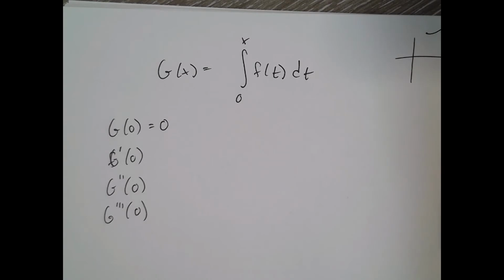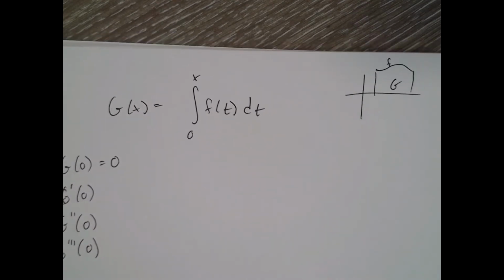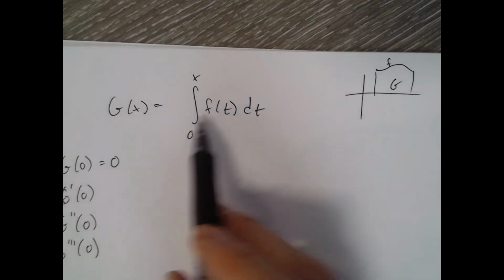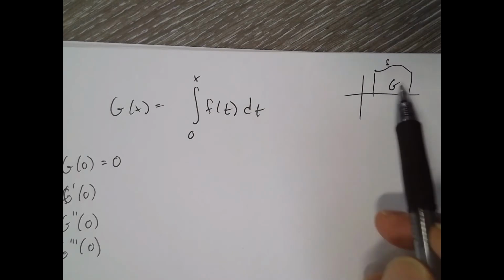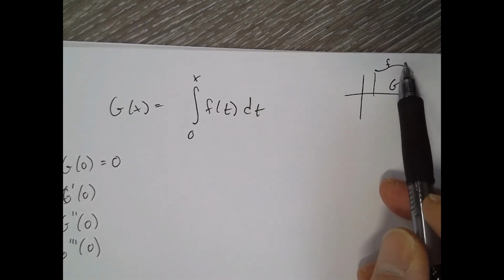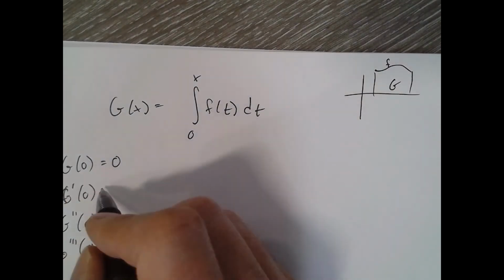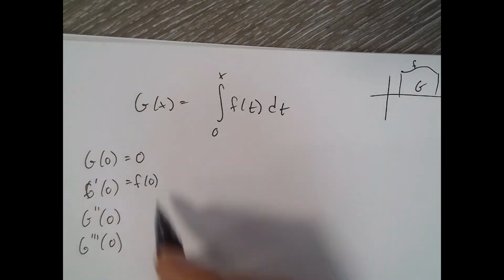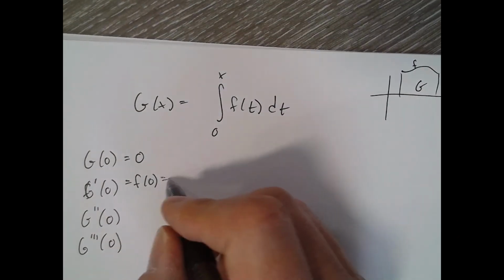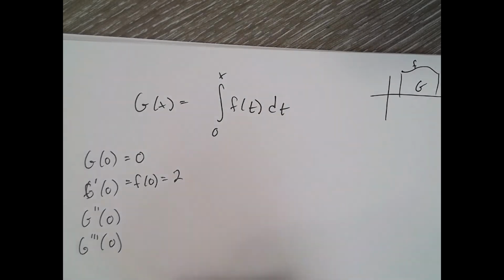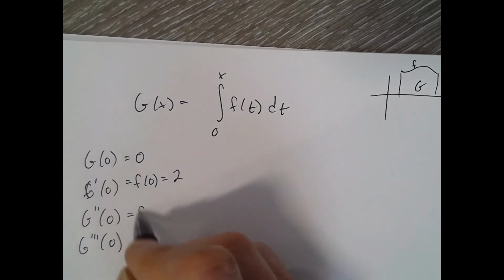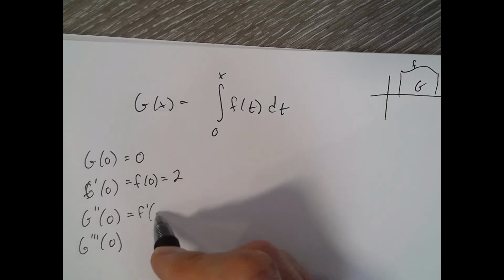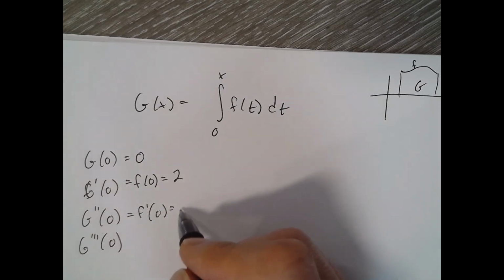So if this is g, this is f. G represents the area underneath the curve of f, because g is the integral of f. So if I find the derivative of g, I'm actually just finding f. So g prime of 0 is f of 0, which we already know from the previous part, and part A is 2. G double prime is f prime of 0, which we know is 0.